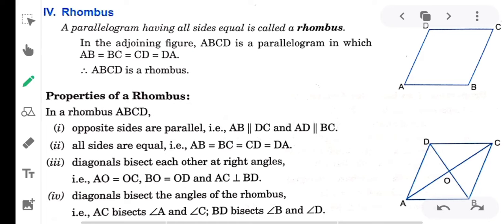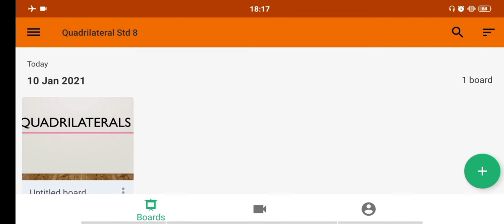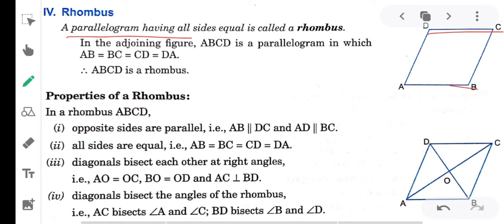Next property, next type of quadrilateral, that is rhombus. A parallelogram having all sides equal. So if a rhombus is a parallelogram, that means AB parallel to CD and BC parallel to AD, right? And all sides are equal. That means AB equal to BC equal to CD equal to DA.